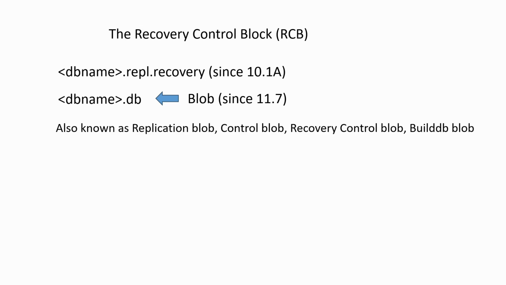So this blob has many names. If you look for documentation, it's called replication block, control block, recovery control, build DB block. I guess different people call it differently, but it is inside the DB file. Actually, the DB file could have many blobs. I believe it's probably a bug, but only one of these blobs will be usable. So Progress will use only one blob, even if you have many of them inside the DB file.